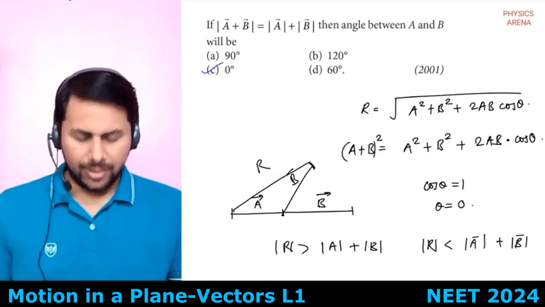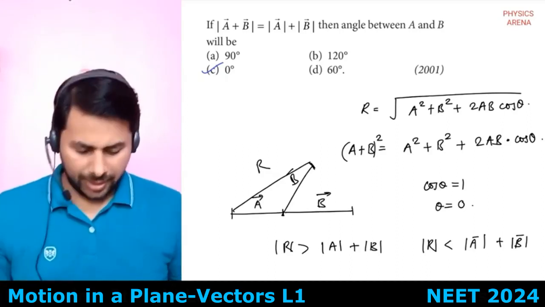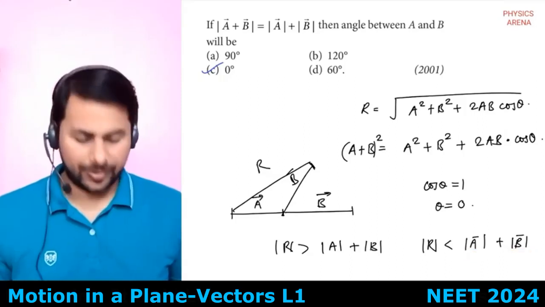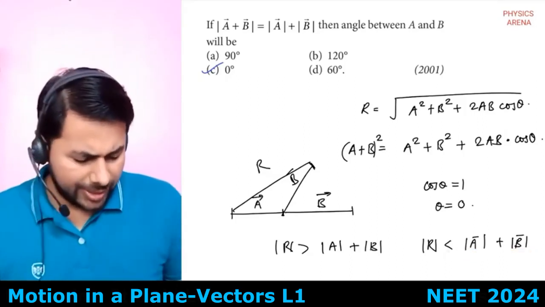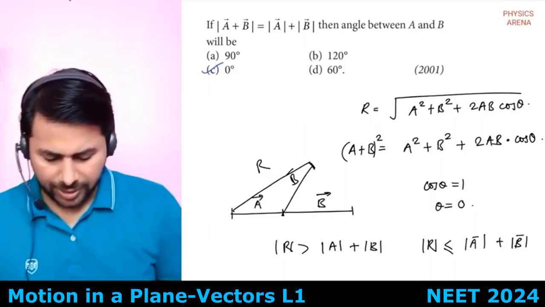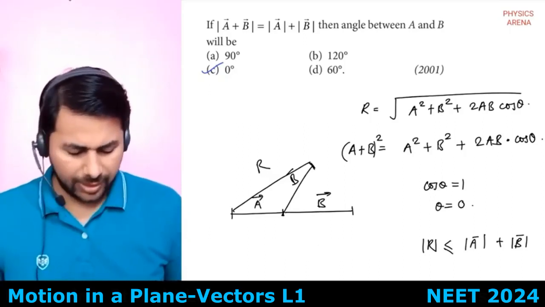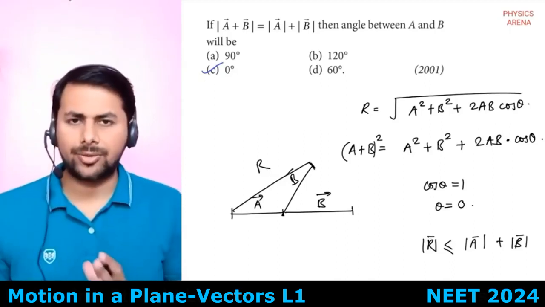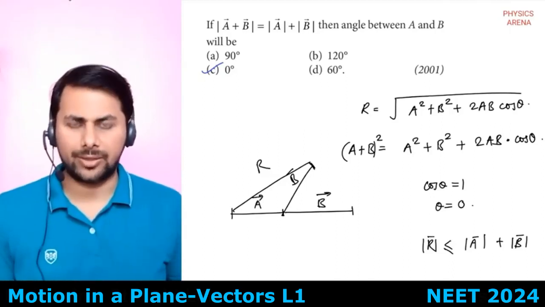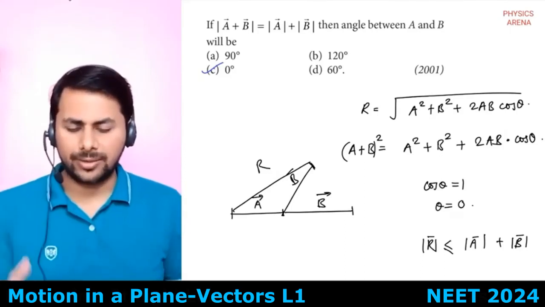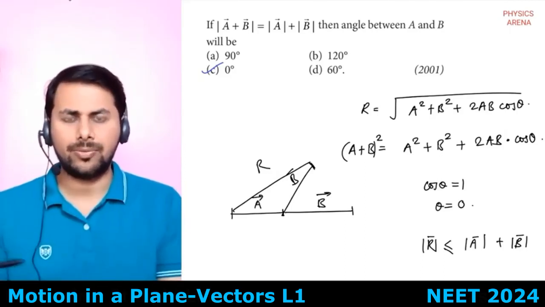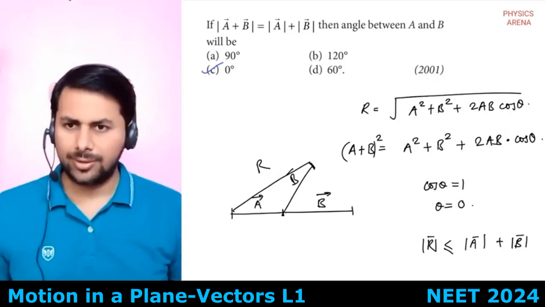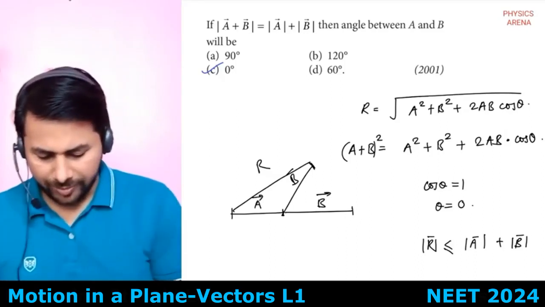In any other case it will be less than the magnitude of a bar plus magnitude of b bar. So what's the general relation? General relation is this one, that magnitude of the resultant is less than or equal to magnitude of first vector plus magnitude of second vector. Equal to in only one case, when the two vectors are kept in a straight line, right? There can be question based upon this thing also.